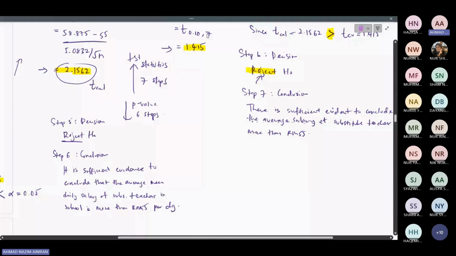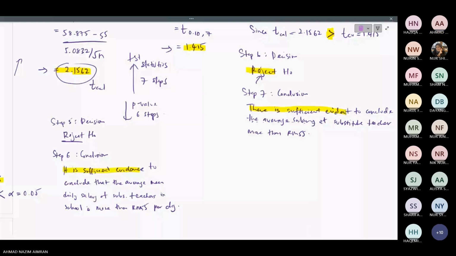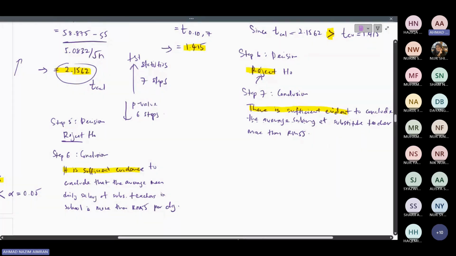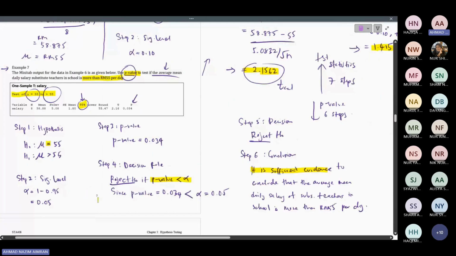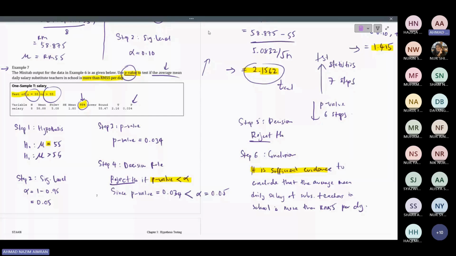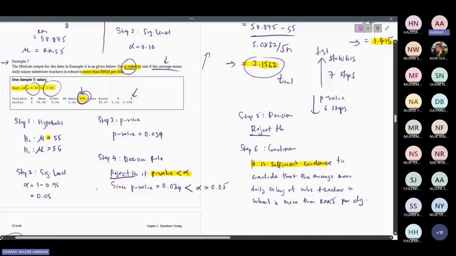Sufficient evidence. This is also sufficient evidence. Okay. So remember, regardless of the approach or method that we use, we should get the same conclusion, the same decision, if the significance level that we test the hypothesis is the same.